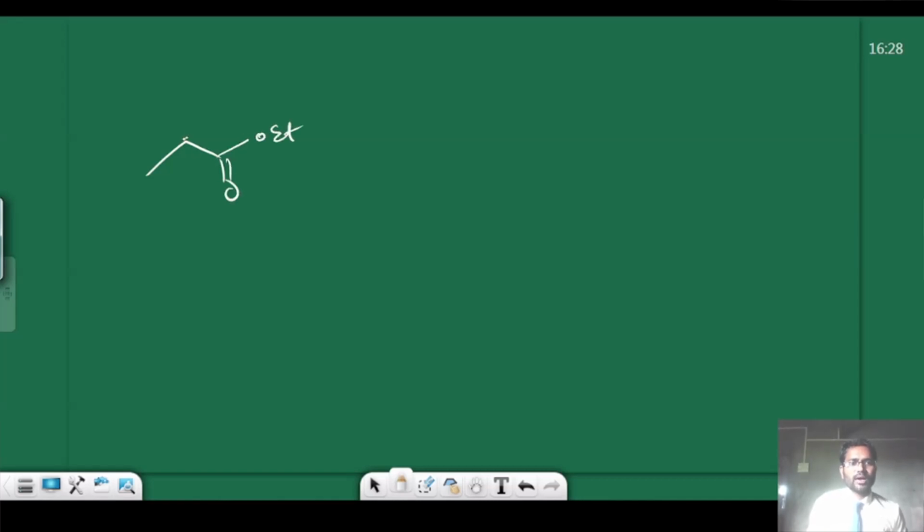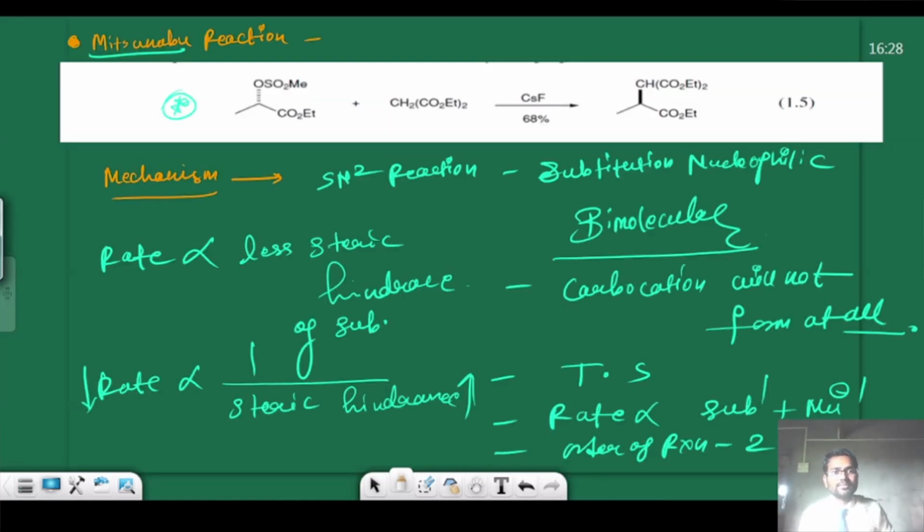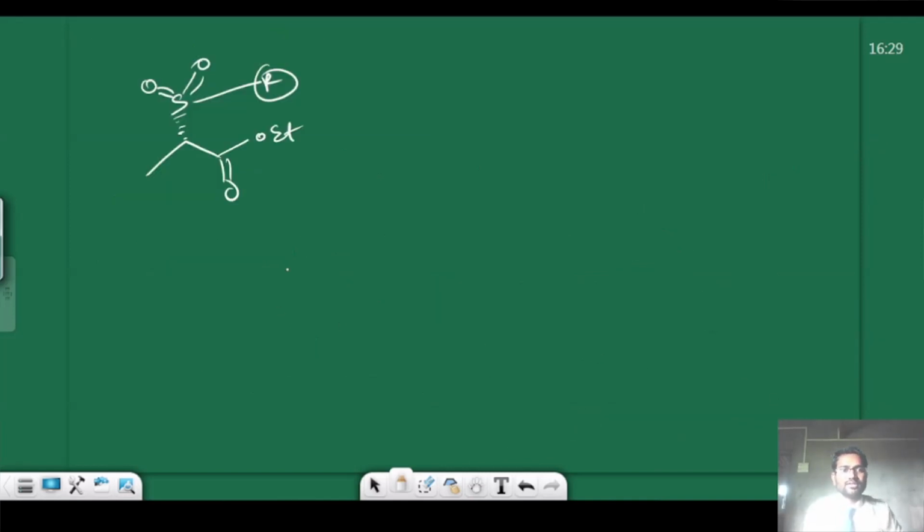COOEt, and here S double bond O, and R is there. Okay, R is there. So this is the substrate that we need to understand. Here the substrate is this. Between this, oxygen is present over here. So this is the sulfone group and this is the ester, alpha. Okay, so this is the reaction that we need to understand now.